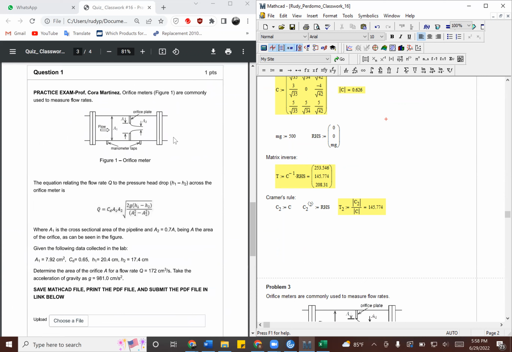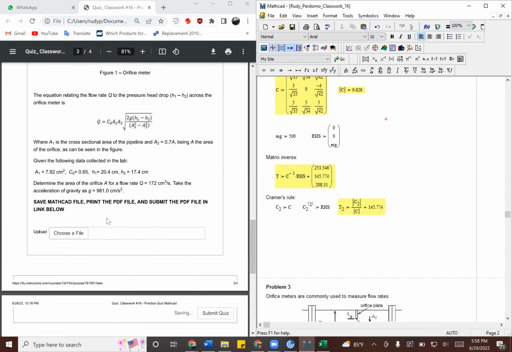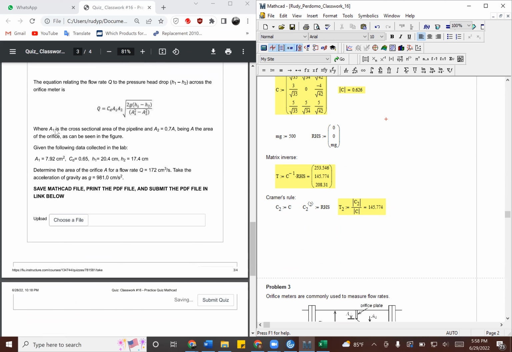It says orifice meters are commonly used to measure flow rates. The equation is this right here, where A1 is the cross-sectional area of the pipeline and A2 is equal to 0.7 times A, being A the area of the orifice, as can be seen in the figure. It gives us all these values here and asks us to find A.